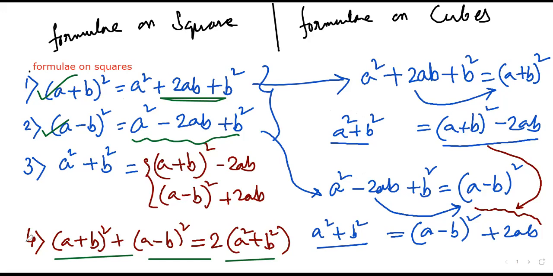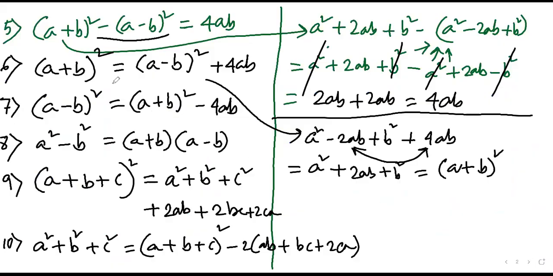Number 4. (a plus b) whole square plus (a minus b) whole square equals 2 into (a square plus b square). Okay, this is another expression. Whenever you see these expressions, you can write generally that it is 2 into (a square plus b square). Next, (a plus b) whole square minus (a minus b) whole square, that is, there is a minus symbol between these two expressions, and that will give you 4ab.